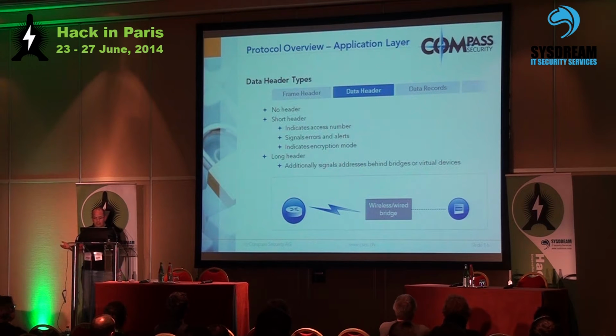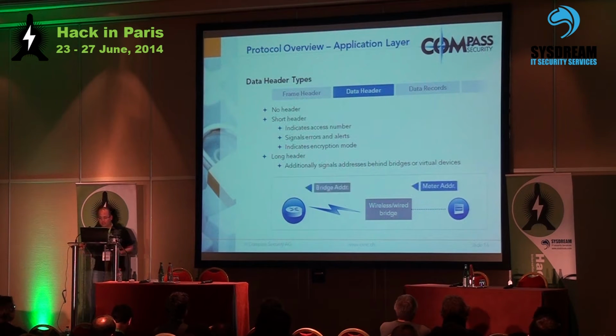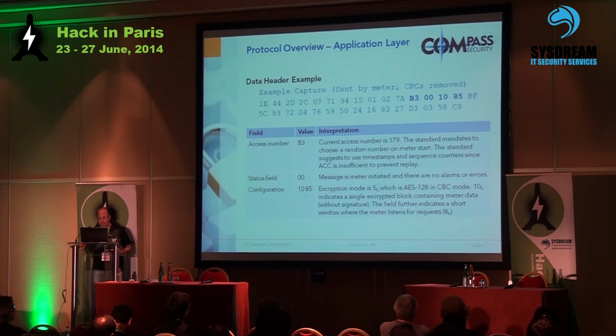If we look at the data header, there's an access number, it's the B3 here. There's a status field and there's the configuration field. The configuration field actually signals the encryption type you're using. In this case, it's AES 128 CBC mode. And it also says 10 hex, so it means basically there's a single block AES encrypted attached. So if you have patience enough to count the numbers, it's going to be 16 bytes there.